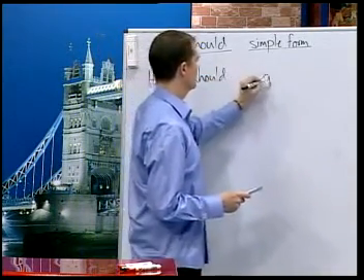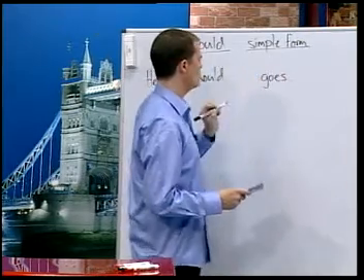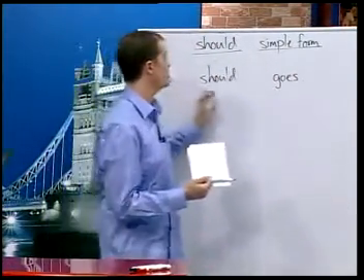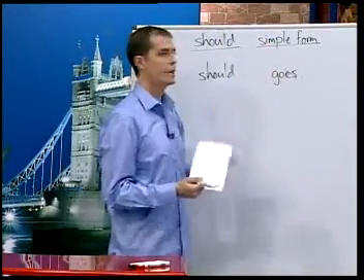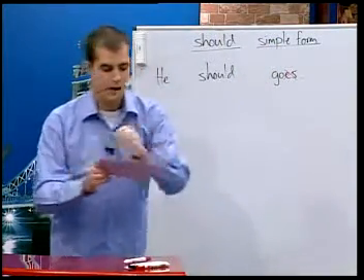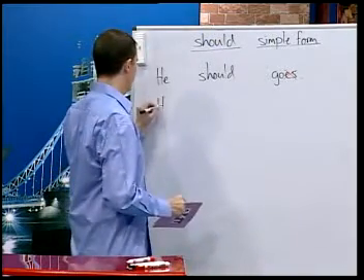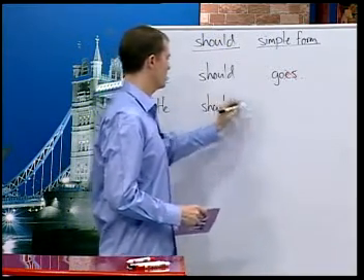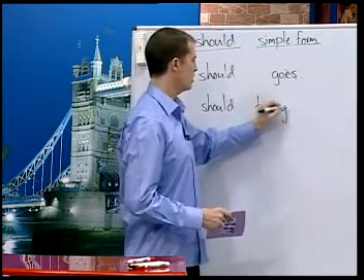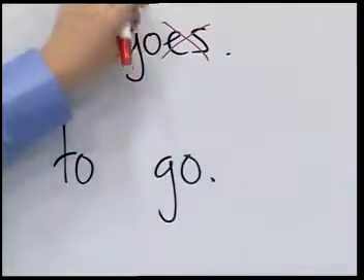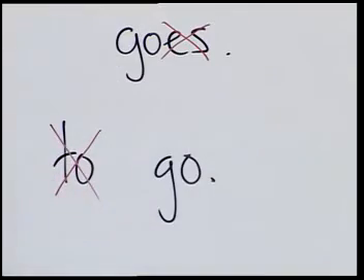Okay, so if we say he should goes, this is incorrect because it's not the simple form. He should, simple form, he should go. Let's do another one. Infinitives also are incorrect. He should to go. It's wrong because to go is not the simple form. He should go. It's easy.